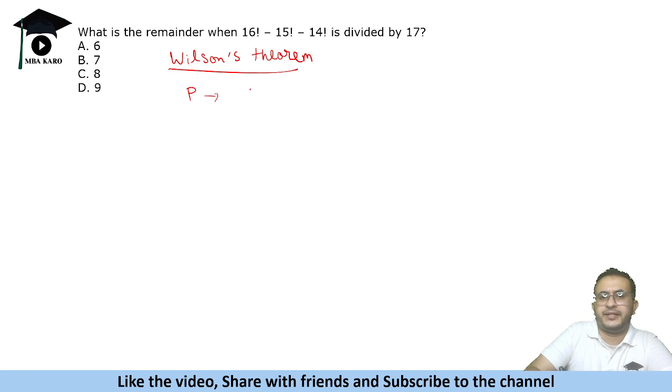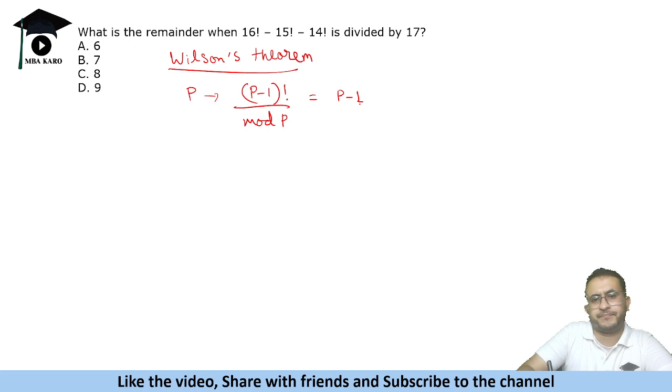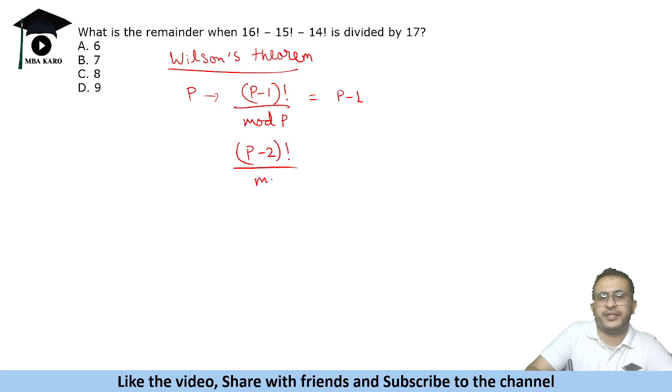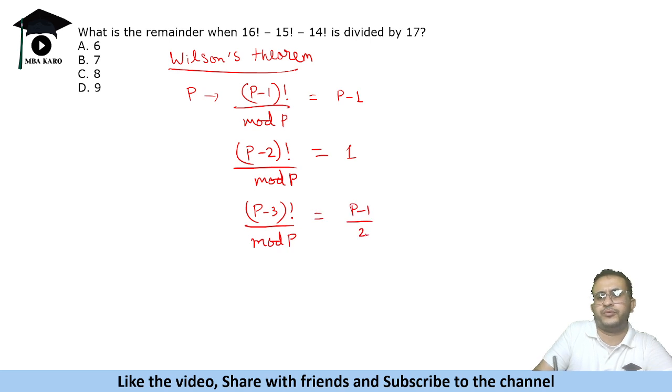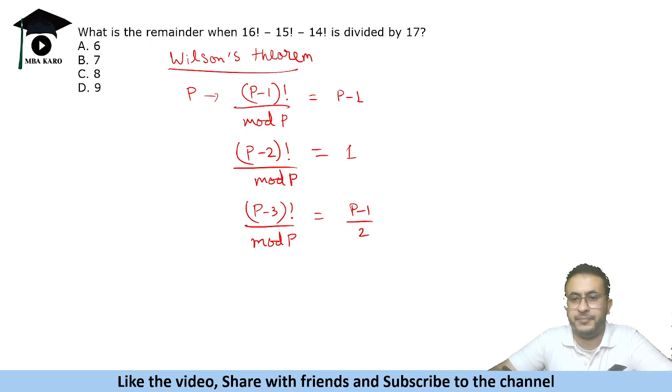Now Wilson's theorem says that for a prime number p, (p minus 1) factorial mod p is equal to p minus 1. Okay, (p minus 2) factorial mod p is equal to 1, and (p minus 3) factorial mod p is equal to (p minus 1) upon 2, where p is a prime number. Mod means the remainder when you divide a number by the given number.